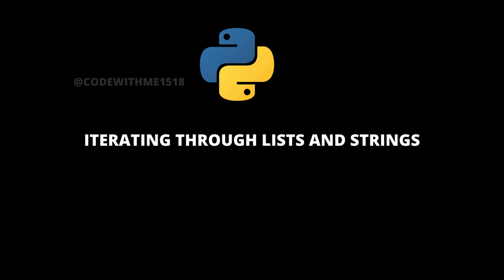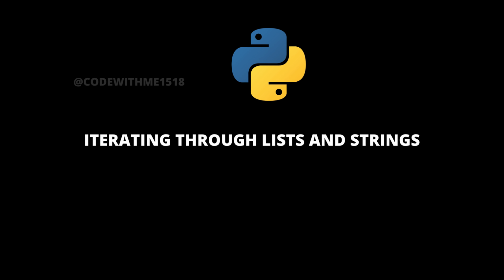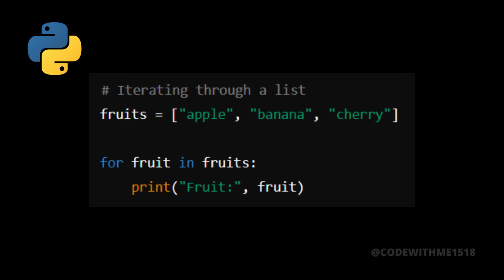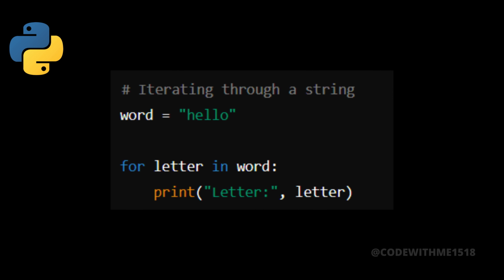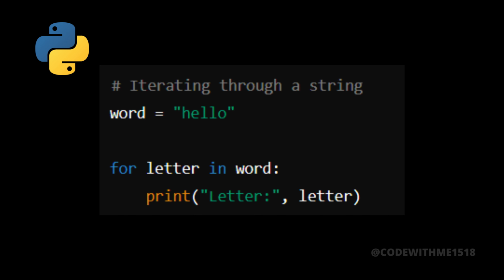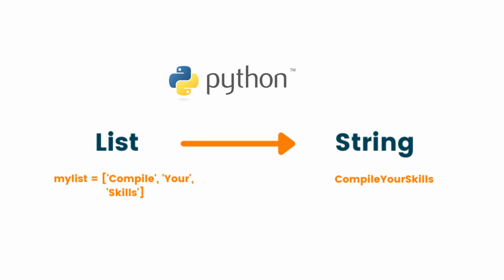Next, let's see how we can iterate through lists and strings using for loops. Here's how you can iterate through a list. And here's how you can iterate through a string. Using for loops, you can easily process each item in a list or each character in a string.